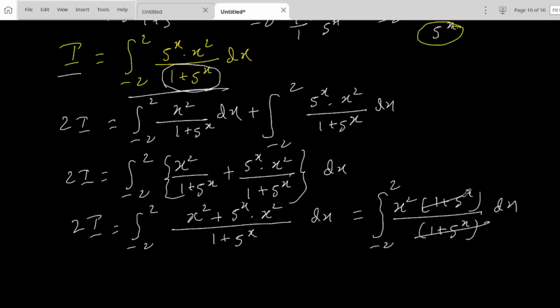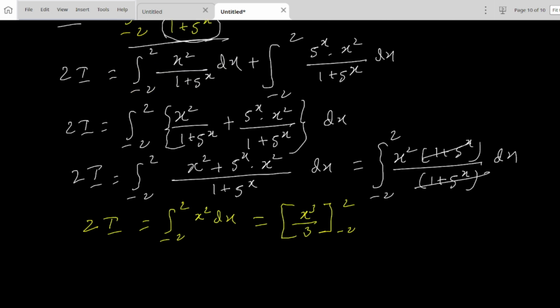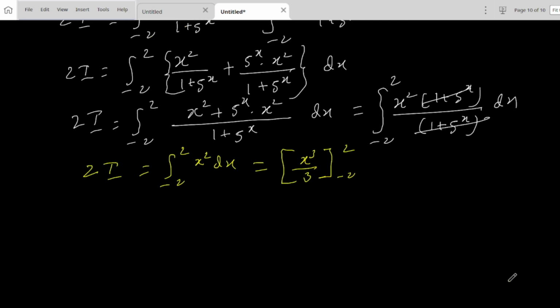These both will be cancelled out. So we have 2I is equal to minus 2 to 2 x square dx. Integration of x square we know is x cube by 3, from minus 2 to 2. Now we will replace the maximum and minimum values. 2I is equal to maximum value 2 to the power 3 by 3 minus minimum value minus 2, so minus 2 to the power 3 by 3.